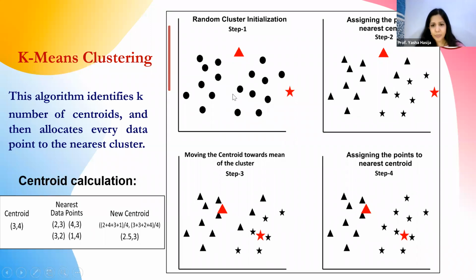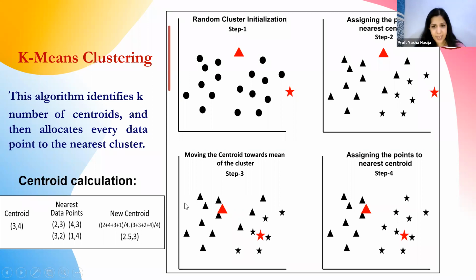Let us say here, I have defined my two centroids. Now the data points that are nearer to these randomly placed centroids are assigned to that particular cluster. For example, in step 1, I have defined this red triangle and red star as my centroids. In step 2, I assign the points that are nearest to each centroid, which means that since all these points are closer to my triangle, these would be classified as triangle, and all of these here would be classified as my star.